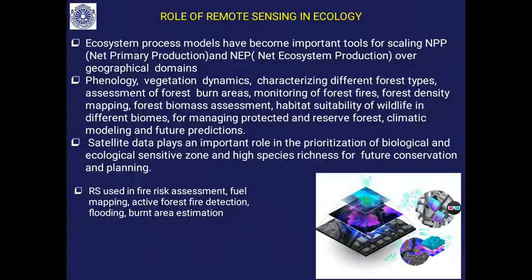Remote sensing is used in fire risk management, fuel mapping, active forest fire detection, flooding, and burnt area estimation. So many innumerable uses, from the Department of Environment and Ecological Research. One can get a lot of data from remote sensing technology. It is a very useful tool to assess ecosystem conditions and for ecosystem monitoring and management.